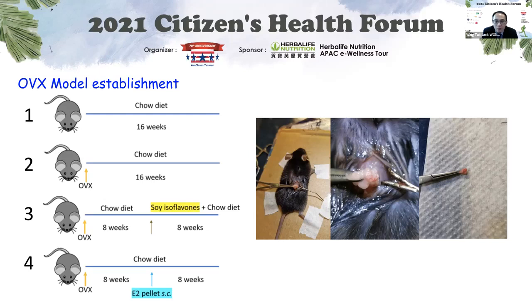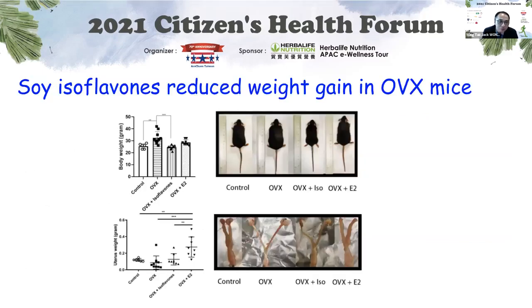After 8 weeks, we added soy isoflavones to the daily diet of group 3 and inserted estradiol pellets into the subcutaneous tissue of mice in group 4. OVX mice in groups 2 and 4 kept having the normal diet, and the mice were raised for 8 additional weeks before collection of tissues and functional analysis.